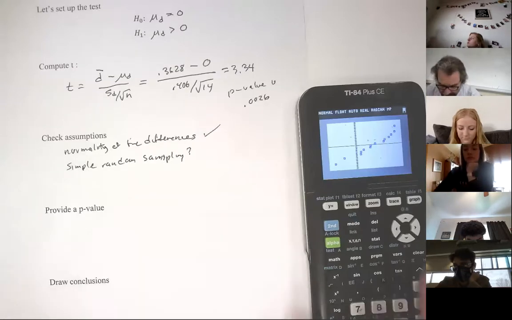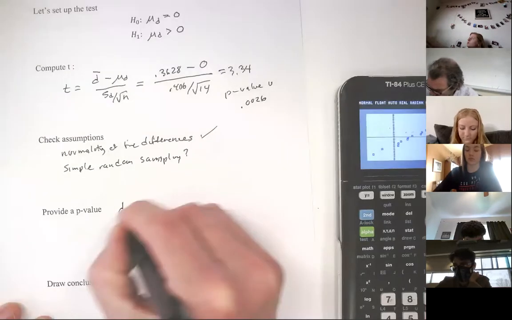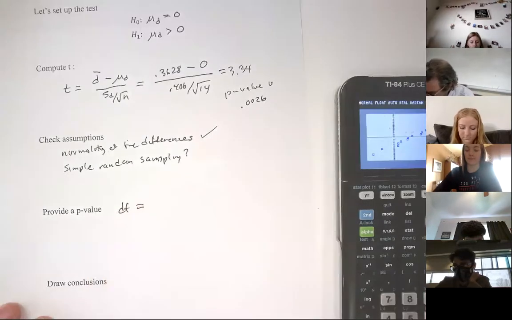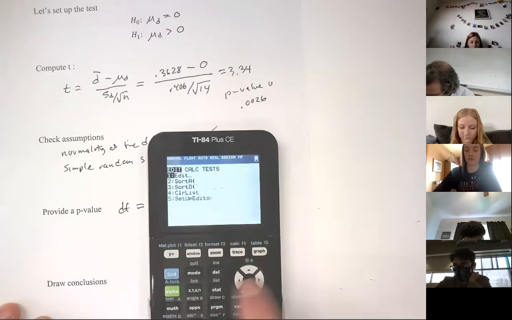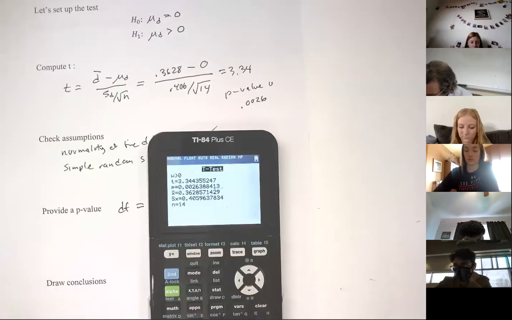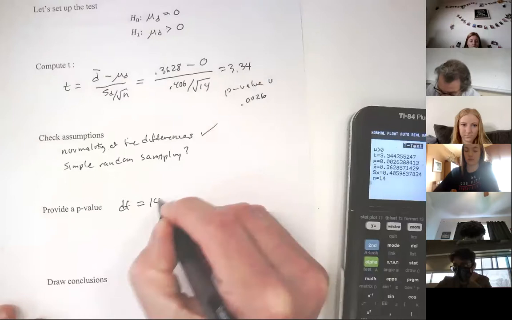Let's look at the tables now. So the degrees of freedom, I wonder if it says it here. We'll go back here. We'll get out of here. We'll go into stat tests. We'll take the t-test. It's all ready to go. So it just gives you n. It doesn't tell you degrees of freedom. That's interesting. So degree of freedom is 1 less. 14 minus 1 is 13.